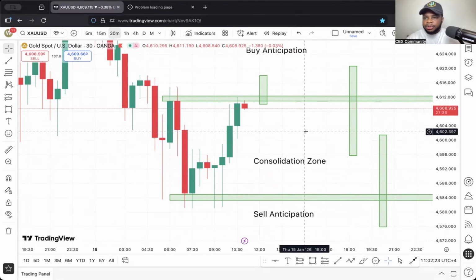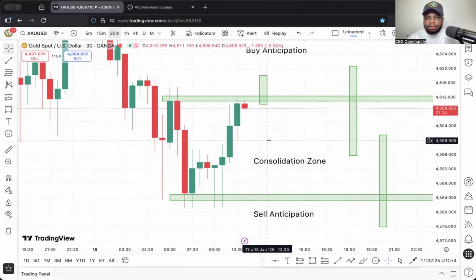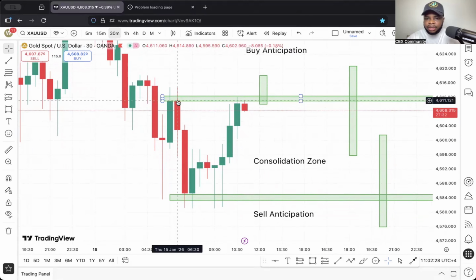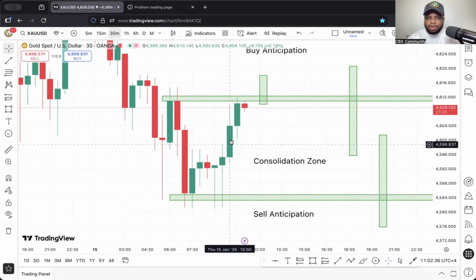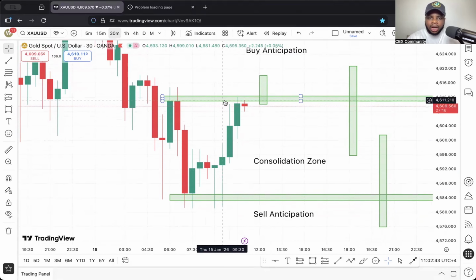So this zone is being considered as a consolidation zone because we have a resistance zone over here, we have a support zone over here. So we have a rejection bullish candle, a rejection bullish candle. This candle closed with a bullish candle, but it broke the high of this rejection bullish candle, and then this candle broke the high of this bullish candle over here. But this candle didn't close above our resistance zone, it closed below this resistance zone.